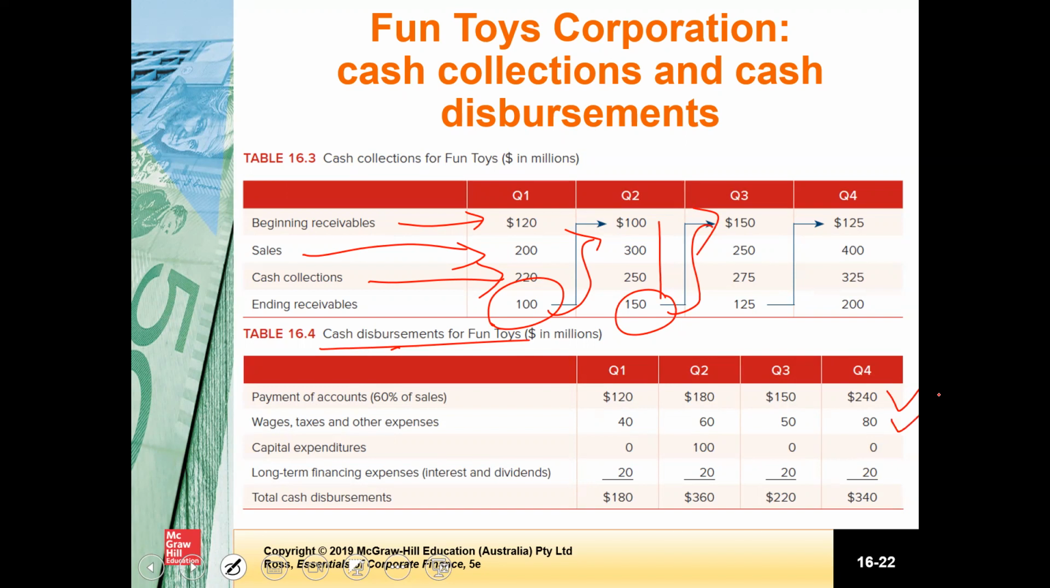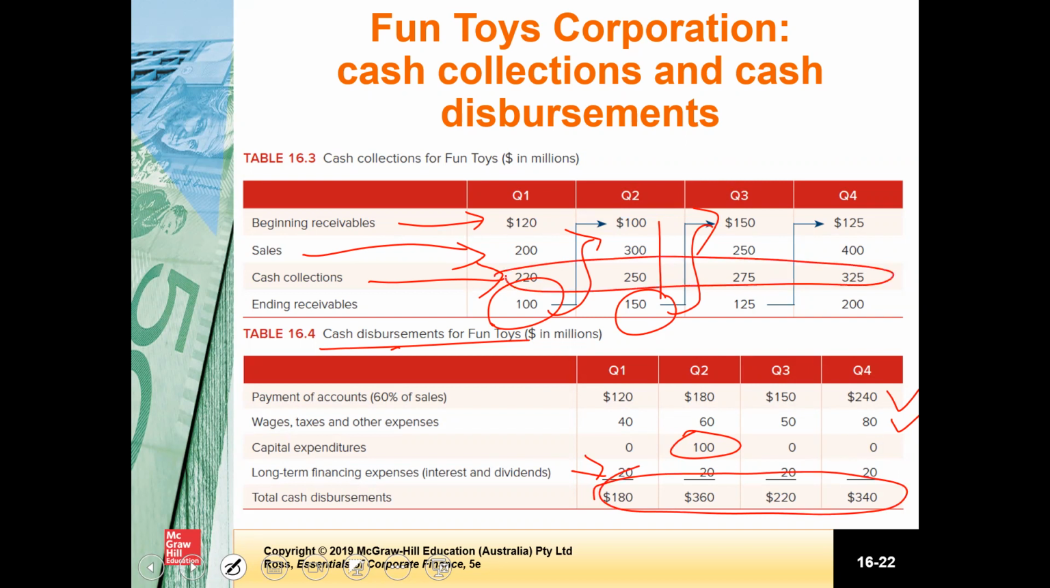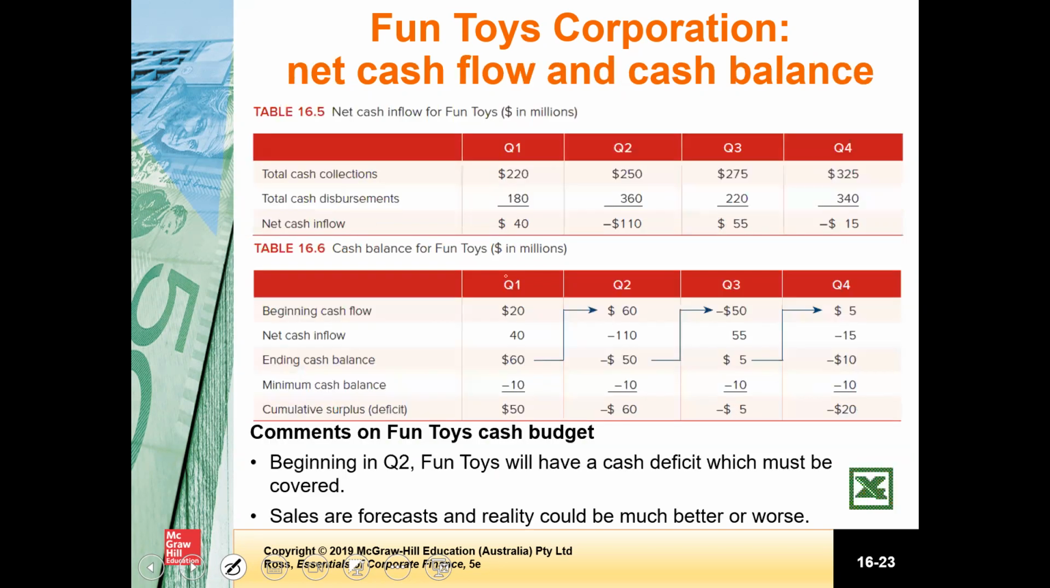You can see, I think that was 20%. Then capital expenditure is the 100, which is planned in quarter two, and long-term expenditure is this. So this is our total cash disbursement. Okay, so you can see we have cash collection here, we have cash disbursement here. So then we get cash collection minus cash disbursement. So that is our net cash flow.